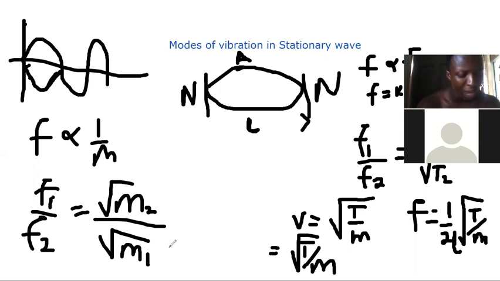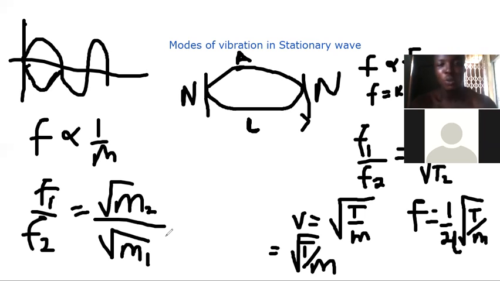So these are known as the laws of vibration of stretched strings. The first one says that the frequency of a stretched string is inversely proportional to its length. The second one says that the frequency of the vibrating string is directly proportional to the square root of the tension in the string. And the last one says that the frequency of the string is inversely proportional to the square root of its mass per unit length. So basically, that's what we've learned.